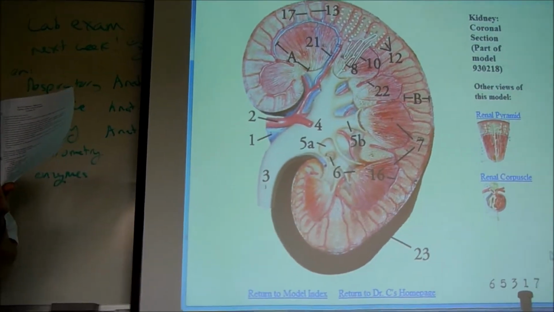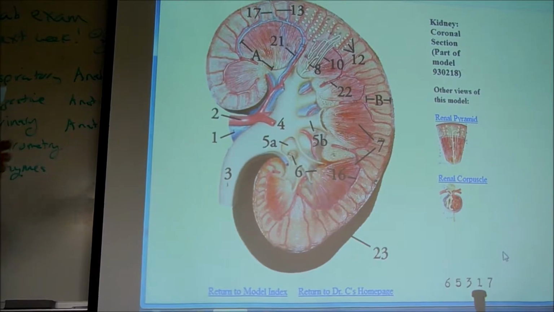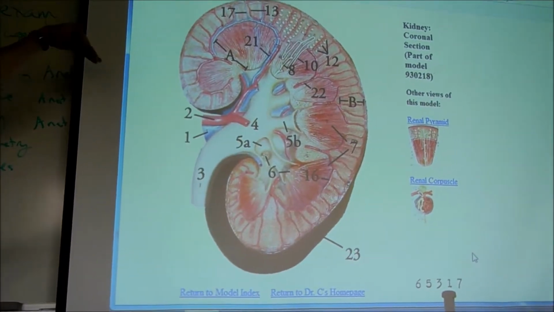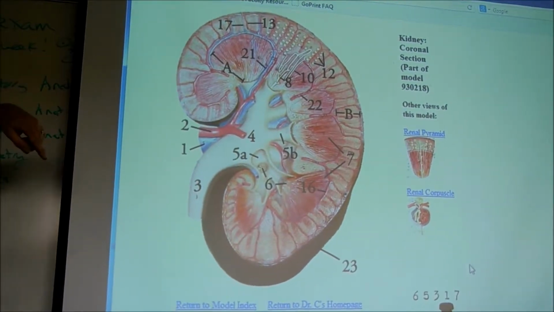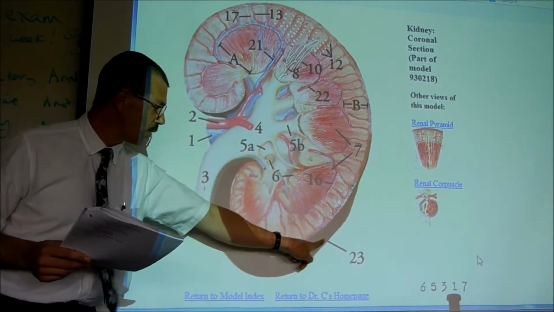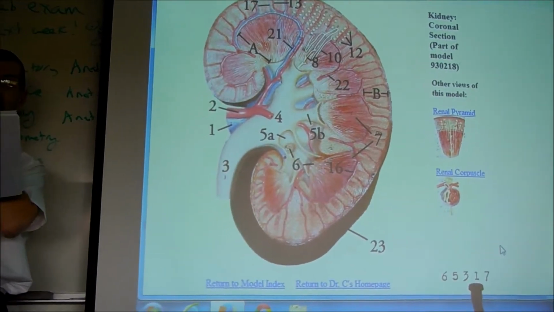So first off, you're supposed to name the organ. You're supposed to say kidney, right? So what we're going to do is work from the outside and work our way in. So let's start with number 23, the outside of a kidney.